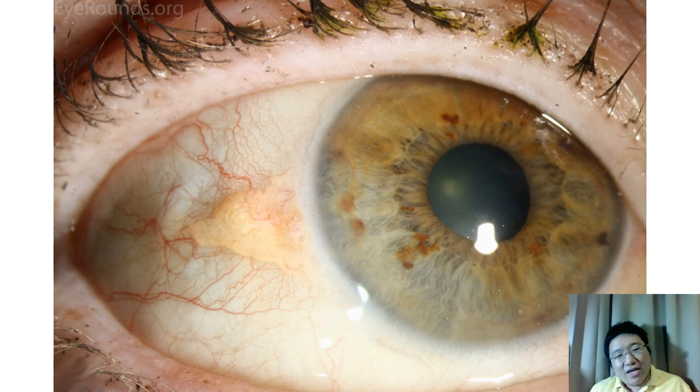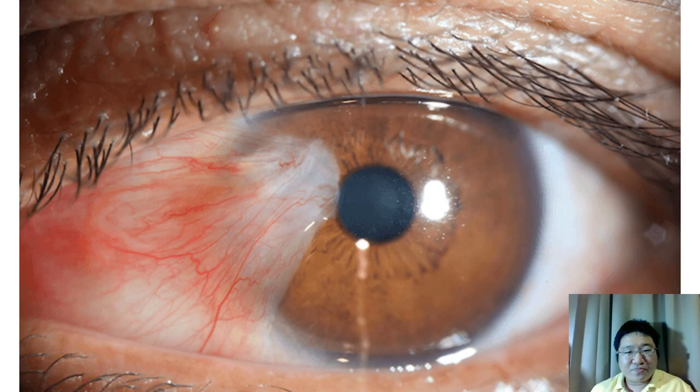We need to ask the patients to wear them when they have to go out on a sunny day. This is pinguecula. The cause is UV light. The prevention is avoiding exposure to UV light. It is totally benign, no need to treat. And when it is so severe, it may progress to pterygium. When the mass grows through the limbus into the black eye, that is pterygium.